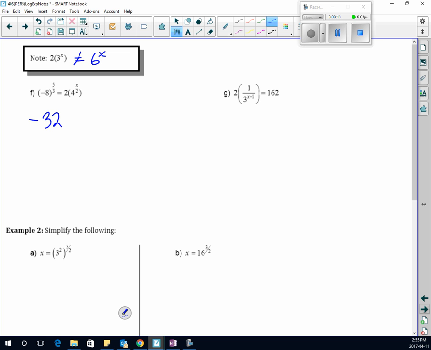Negative 32 equals 2 times, now this is going to be, I'm just going to write it as 4 to the power 1/2 x. Is everybody good with that? And x over 2 is the same thing as 1/2 x. So now this is a negative 32. So can I write that as negative 2 to the power 5? Yes? Okay, now this is 2 to the power 1. Yes? Times 2 to the power 2 to the power 1/2 x.